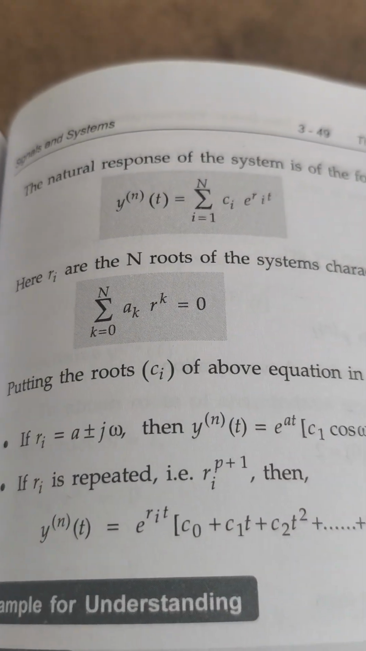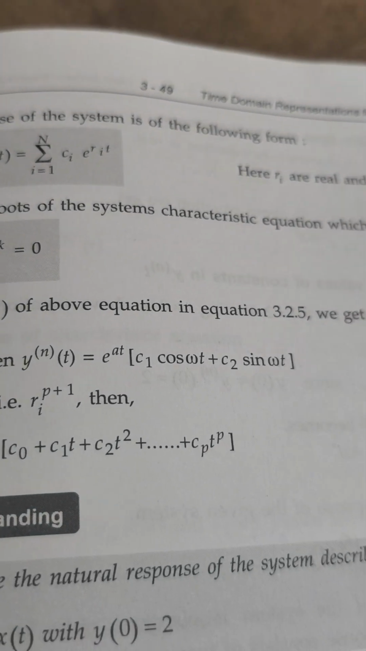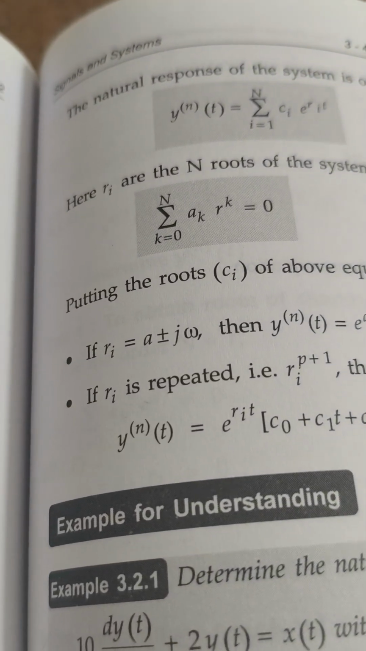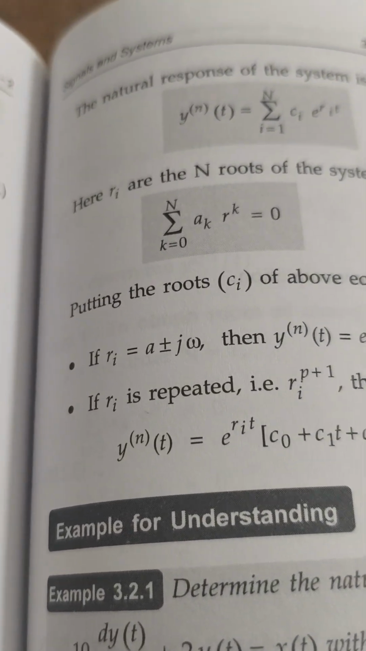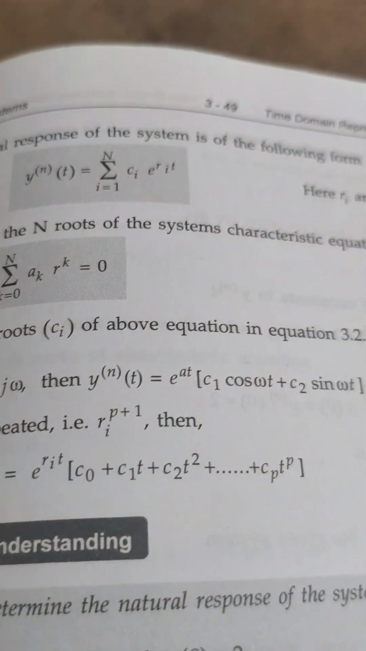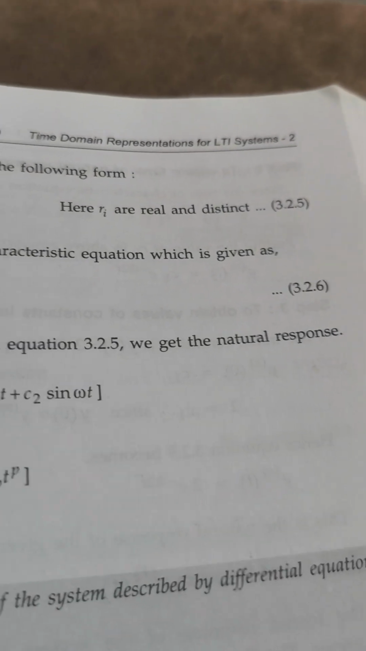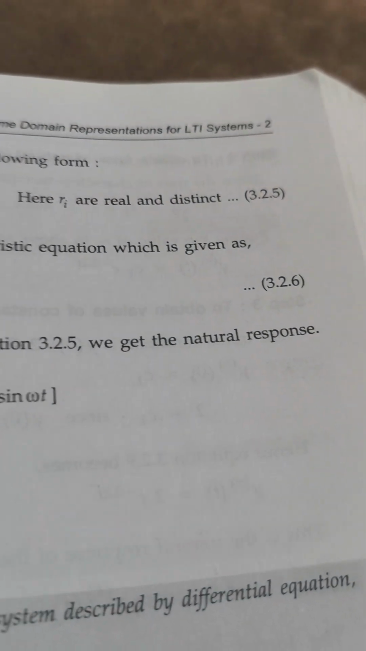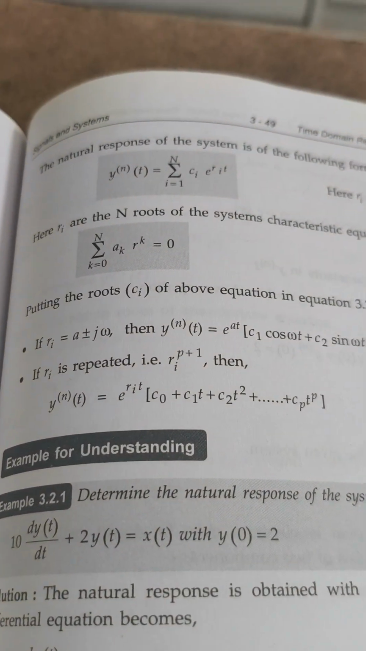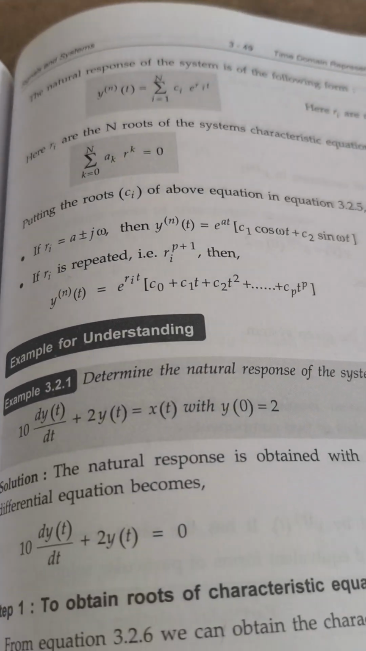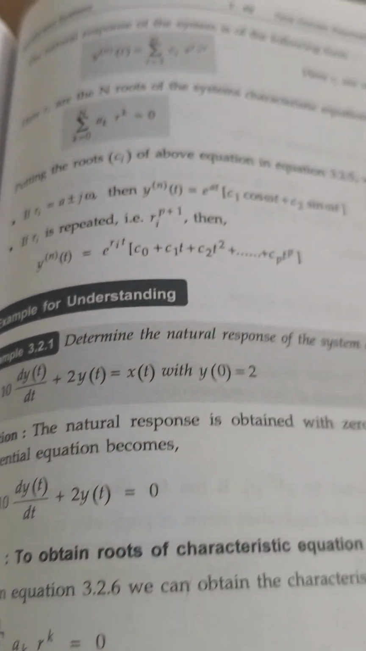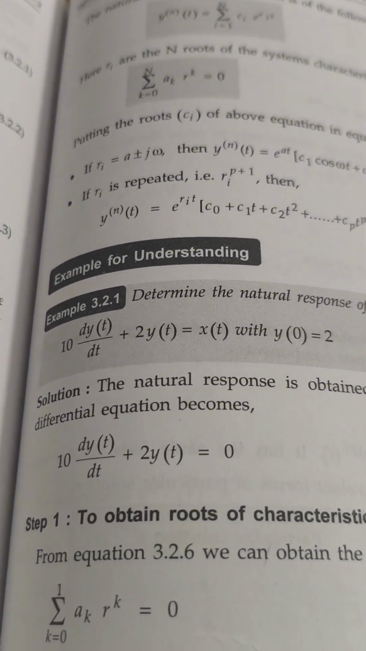Here ri and n are the roots of the system's characteristic equation, which is given as summation k equal to 0 to n, ak r raised to k equal to 0. Putting the roots ri of the above equation in equation 3.25, we get the natural response. That is how we find the natural response. That we will discuss with an example.